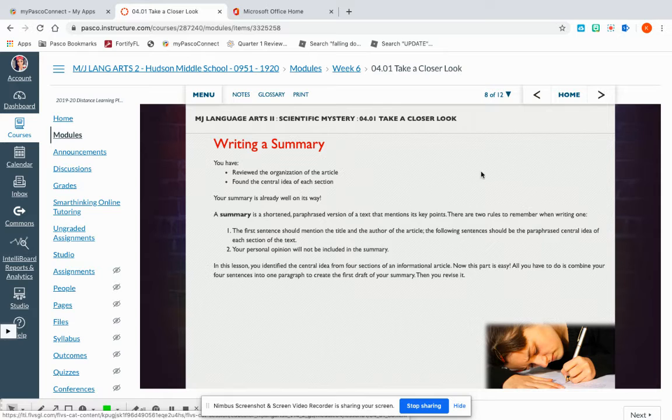Writing a summary. So in your quiz, the last question, you're going to be writing an objective summary. So to recap on what that is, a summary is just a shortened, paraphrased version of the text. So you're just going to pick out the main points and write a short paragraph. It should be around 5 sentences. Remember, your first sentence should always mention the title and the author of the article. And then the following sentences should be the paraphrased central idea of each section of the text. There are no personal opinions.